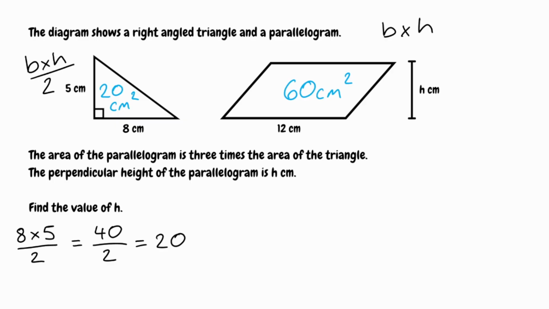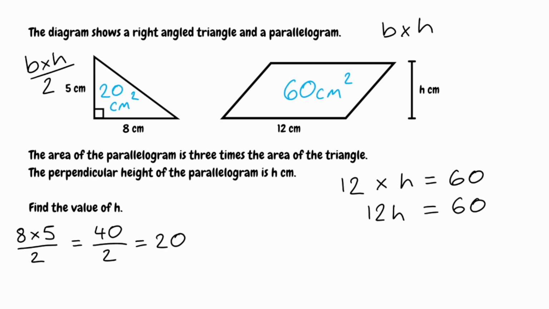Because as we said at the beginning, to find the area of a parallelogram, we take the base, which in this case would be 12. We then multiply it by the height, which is h, what we're looking for, and that would give us the area of our parallelogram, which we now know is 60 centimetres squared. So on the left we have 12 multiplied by h, which is just 12h, is equal to 60.